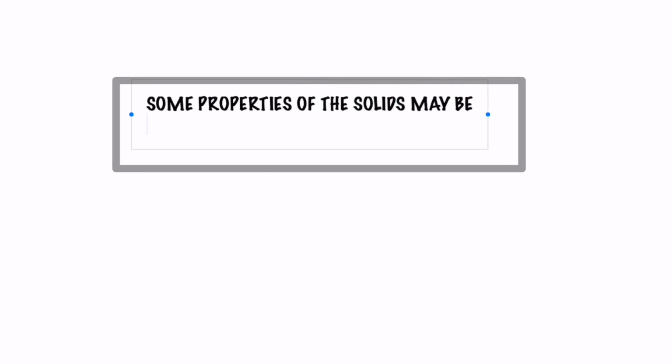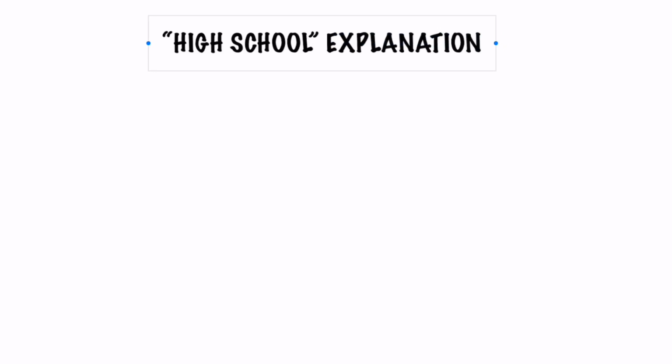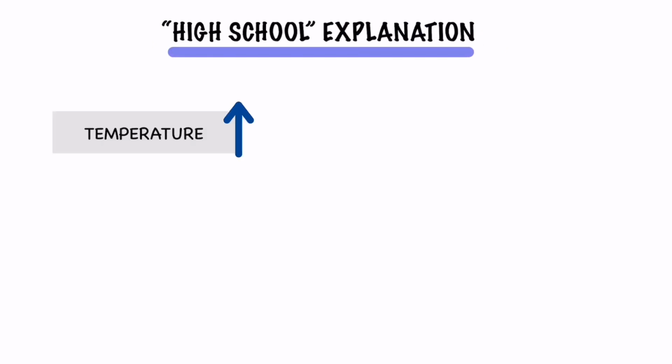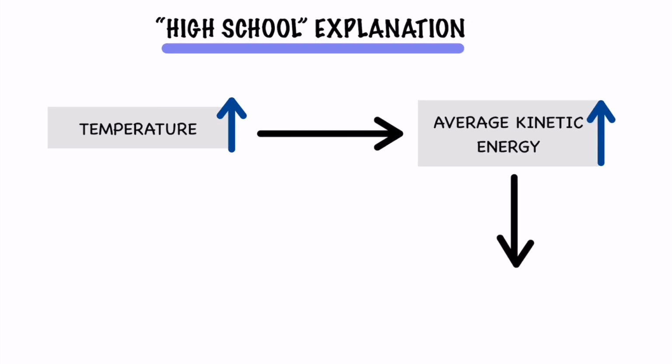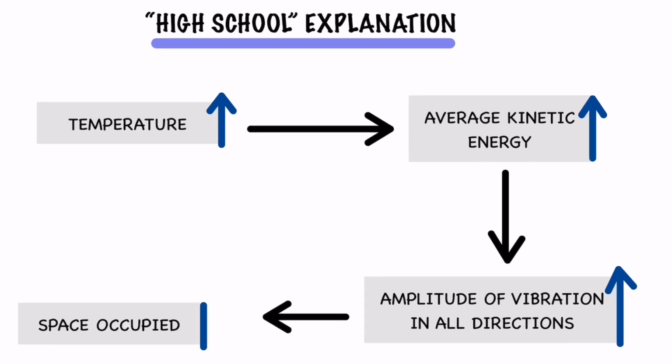As we know that this potential describes the interaction between particles in certain types of solids, some properties of the solids may be the result of the form of the function. An example would be the thermal expansion of solids. In high school, the explanation usually given for this is that we know temperature is a measure of average kinetic energy of particles. So when temperature increases, particles are given more energy to vibrate in all directions at their equilibrium position, thus taking up more space, and the overall behavior is thermal expansion.